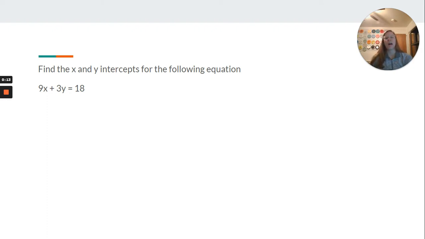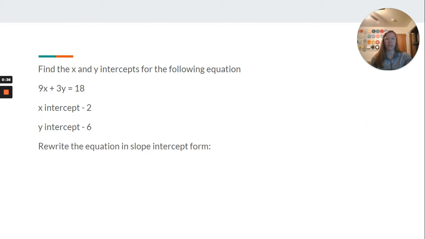Remember, the x-intercept is whatever x is when y is 0, and the y-intercept is whatever y equals when x is 0. So we plug in 0 for y, we get 9x equals 18. 18 divided by 9 is 2. And then opposite is 18 divided by 3 is 6. So our intercepts are 2 and 6.